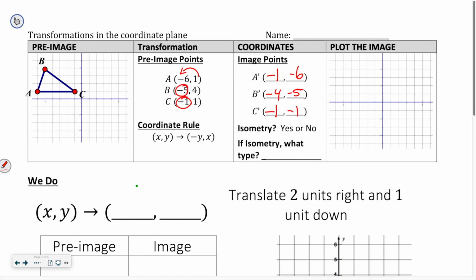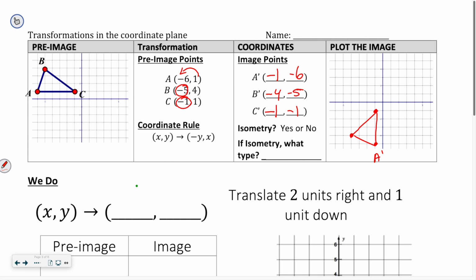Okay? Is it an isometry? Again, I have to plot it and determine if it's an isometry. Okay? So take negative 1 and negative 6. Right? This is A prime. Go negative 4, negative 5. Here we go. And negative 1, negative 1. Here it is.